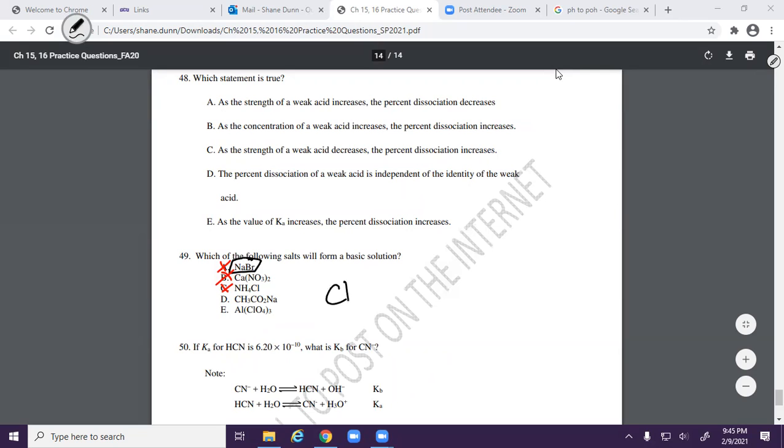Here I have CH3COOH plus NaOH, right? That is a weak acid plus a strong base. Is that a neutral solution? Can a weak acid neutralize a strong base? Does it neutralize 100%? No. Which would be more left over? More base would be left over, right? So that's why that one's the correct answer, because it leaves a basic solution left over.